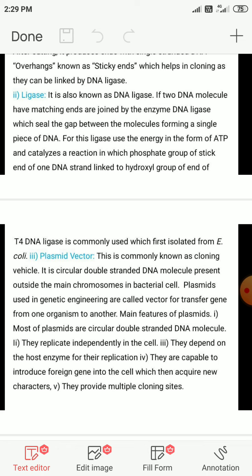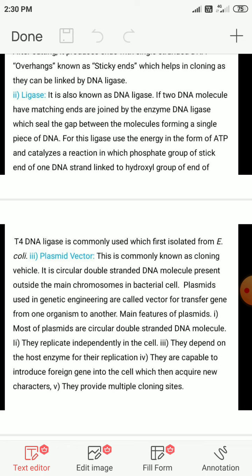These desired characters of that gene are directly set into that cloning vehicle, that is the plasmid vector, and this cloning vehicle is directly implanted into the E. coli cells, and the genetic engineering is then complete. Now this plasmid vector is commonly known as the cloning vehicle. It is a circular double-stranded DNA molecule present outside the main chromosome in the bacterial cell. The plasmid used in genetic engineering is called a vector for the transfer of genes from one organism to another.